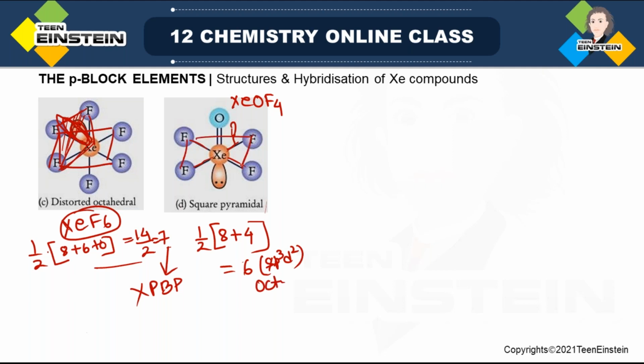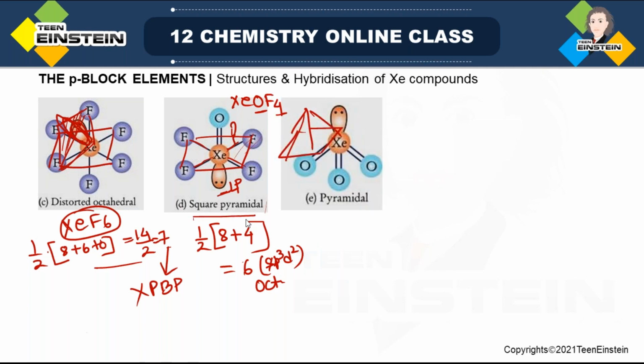So this is octahedral, but you have a total of 5 atoms, 1 oxygen and 4 fluorine. So the 6th position there must be a lone pair. If you consider the lone pair, it is octahedral. But if you are not considering it, then the shape is simply like this. So it is square pyramid.